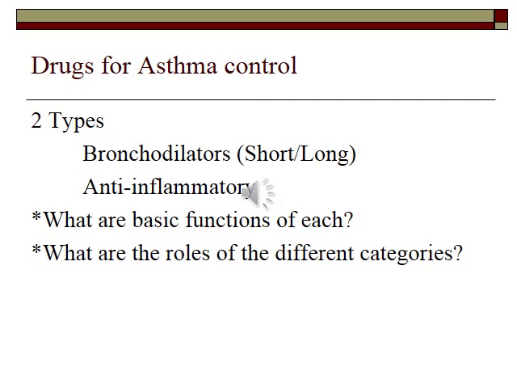I want you to keep both these questions in mind as you're listening to the rest of this and also reading in your textbook. What are the basic functions of these 2 different types of drugs, and what are the roles of the different categories? We have different types of medications that are involved in the anti-inflammatory treatment of asthma, and we also have different types of bronchodilators.